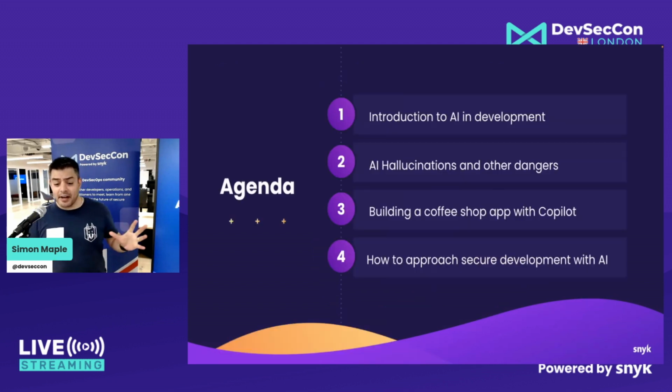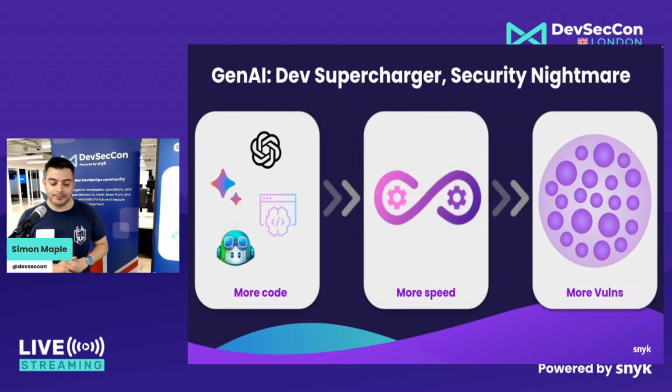Okay, the agenda. We're going to talk a little bit about AI in dev, but we're going to really go down into building the coffee shop app using Copilot. We're going to hopefully use Copilot to also add some vulnerabilities into our code, and we're going to hack those vulnerabilities, and we're going to fix those vulnerabilities. We're going to show you how easy it is to do that using generative code, and then some tips at the end about your approach to securing a development process when you're using generative AI.